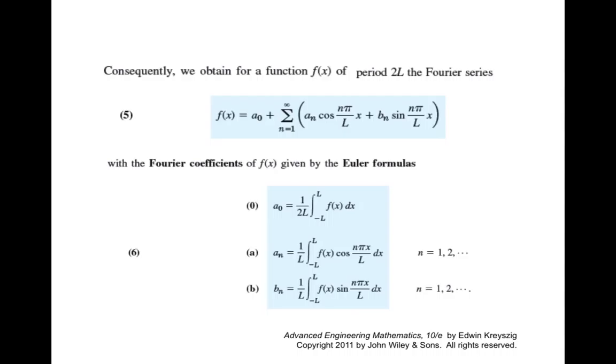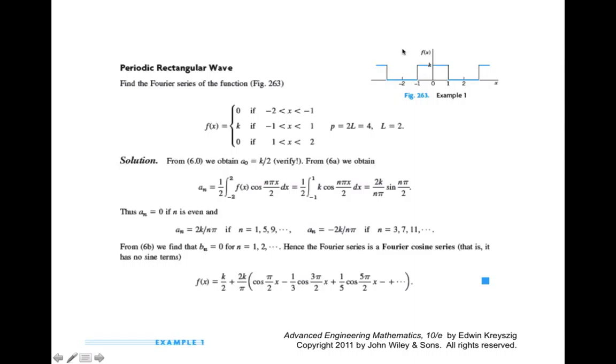You could integrate from L to 3L. Your integration limits are not relevant because you're integrating over a period. So you can actually choose any period to integrate over. So here's an example of a periodic rectangular wave.